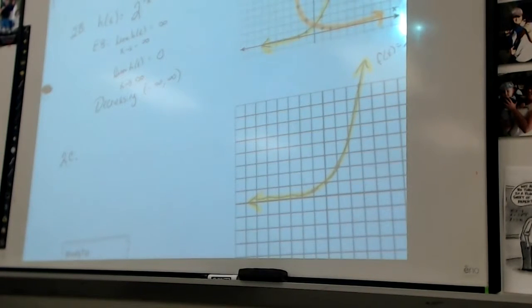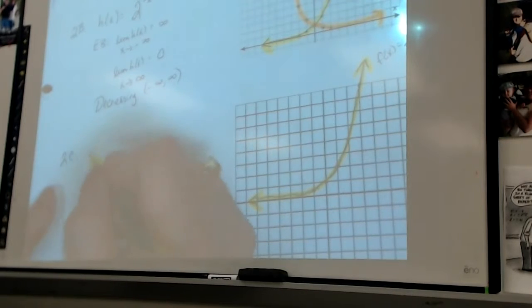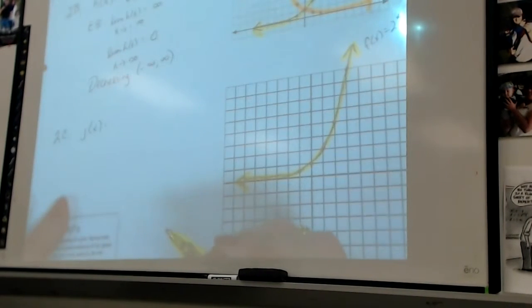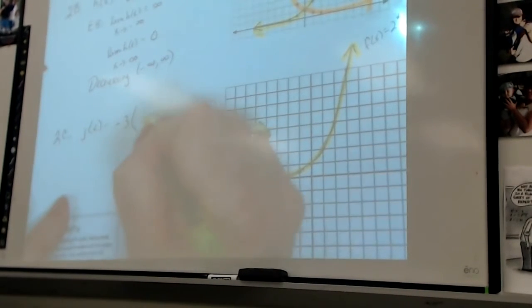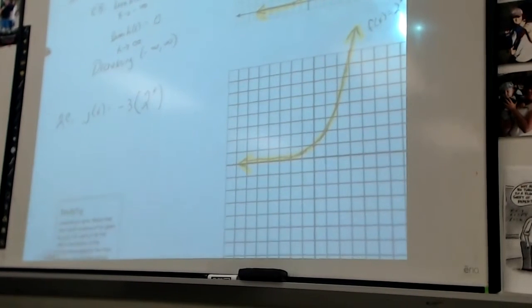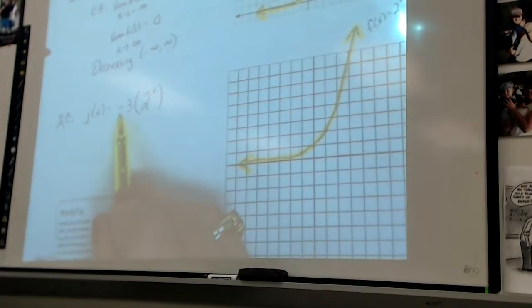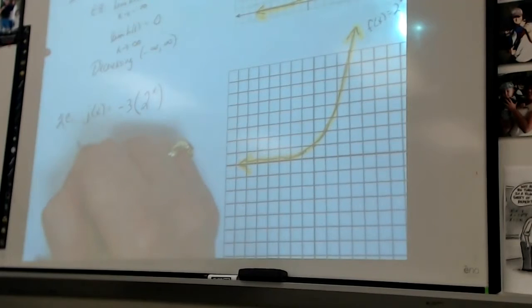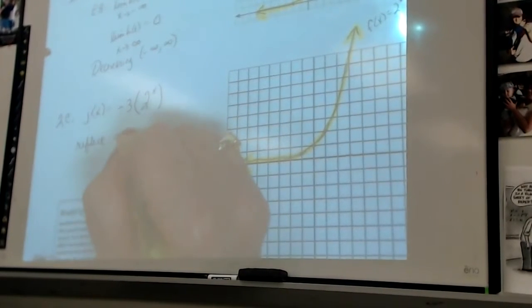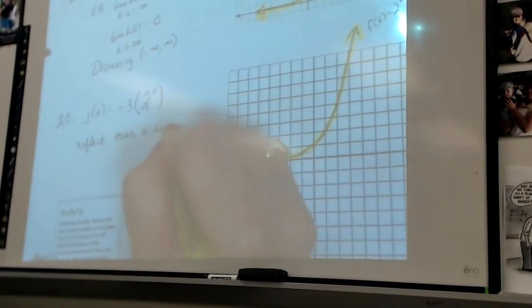All right. This one, 2C, is j of x equals negative 3 times 2 to the x. So how many transformations does 2 to the x have now? 2, good. It has this one, the negative. What does the negative out front mean? Reflect over the x-axis. Good, so it's going to reflect over the x-axis.